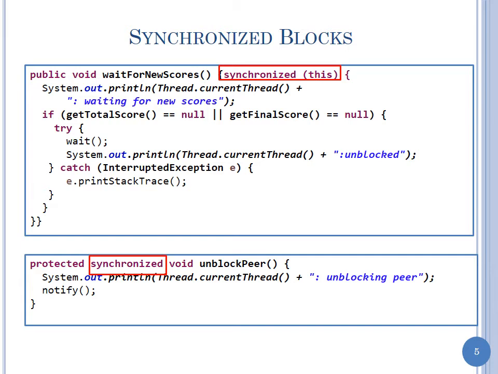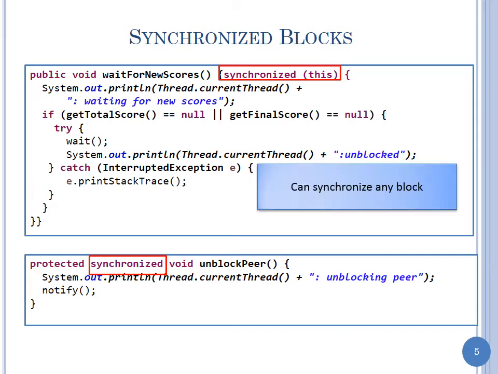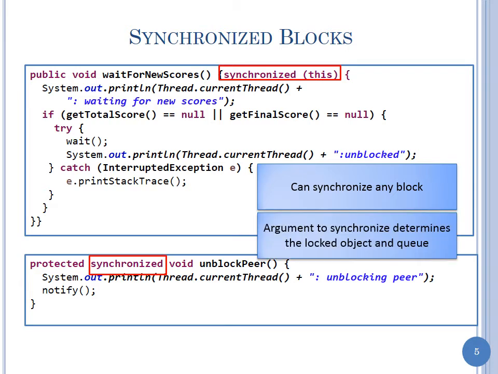So, what we'll see through the following slides is we'll take this problem of eager evaluation, and through that understand some of the subtleties of concurrency. Okay. Any questions about the semantics of the primitives? Okay, so these allow you to synchronize any block. An argument to synchronize determines the locked object in queue.